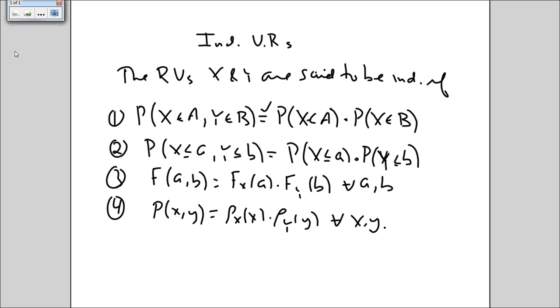Some, though, are for continuous random variables, and others are for discrete random variables. Are X and Y independent? Okay.